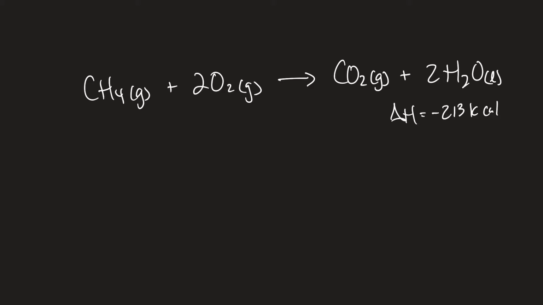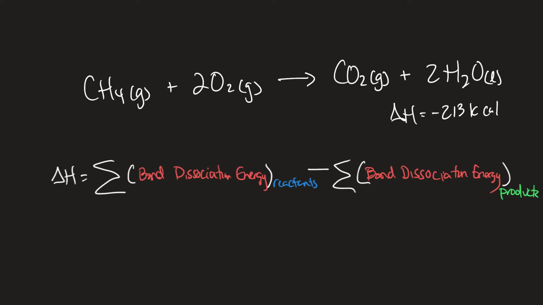Now you could also calculate this, and I will show you exactly how this is done. The heat of reaction can be calculated as the difference between the bond dissociation energies in the products and the bond dissociation energies of the reactants. We could use this equation to help us figure this out. Remember, the heat of reaction, or delta H, is the sum of the bond dissociation energy of the reactants minus the sum of the bond dissociation energies of the products.